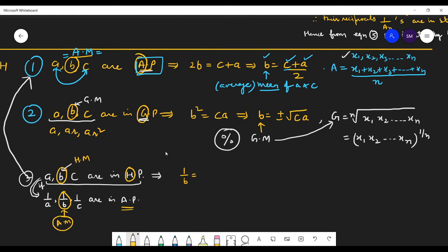It is clearly written that 1 by A, 1 by B, 1 by C are in AP. So 1 by B is the arithmetic mean of 1 by A and 1 by C. So 1 by B is equal to (1 by A plus 1 by C) divided by 2. This 1 by B is your arithmetic mean. Now, I want to change this arithmetic mean to harmonic mean, students. So what I need to do is take the reciprocal of this side, and also take the reciprocal of the other side.